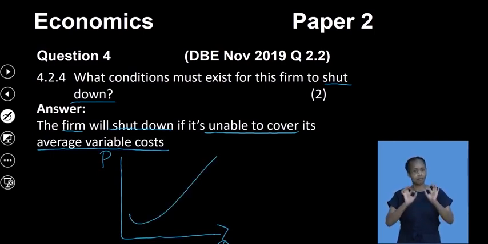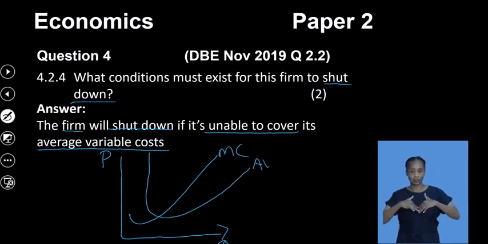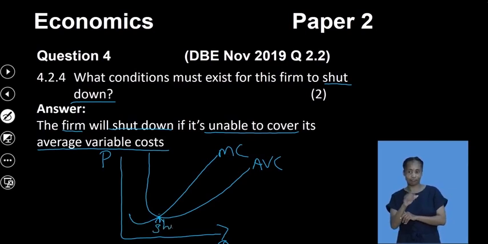What is our shutdown point, people? For a perfect competitor, the shutdown point is the point where, so this is our shutdown point, where our MC is equal to our AVC. Right, so we will shut down if we are not able to cover our average variable cost. That is our shutdown there.